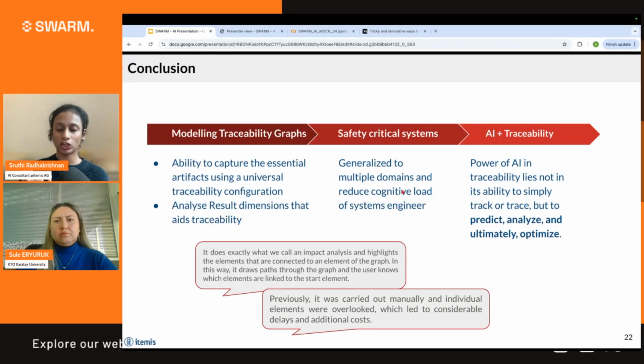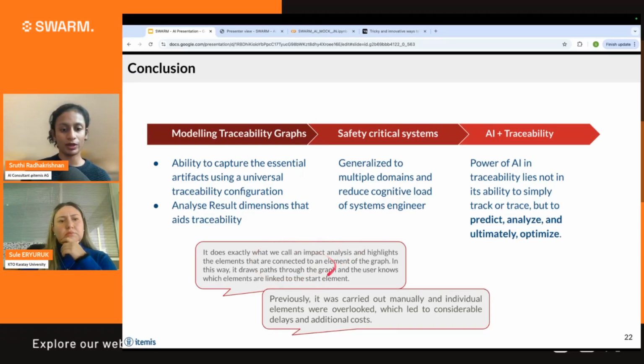This can be generalized to multiple domains other than agriculture. And also, when you combine AI and traceability, it's not only about tracing the artifacts, like one requirement to functional elements or one functional element to logical elements, but you can also predict, analyze, and optimize the process of how you do traceability inside your organization.